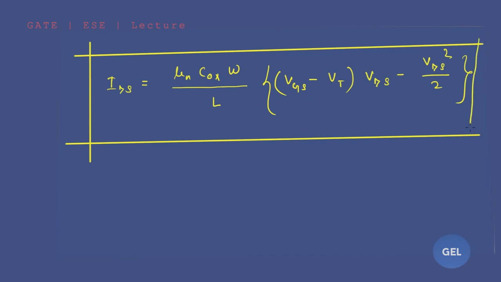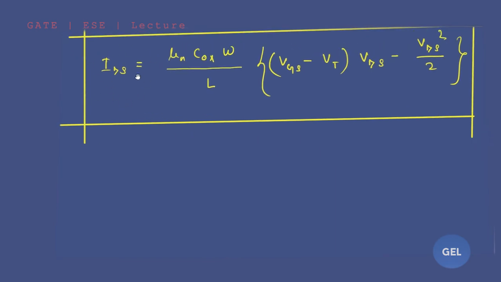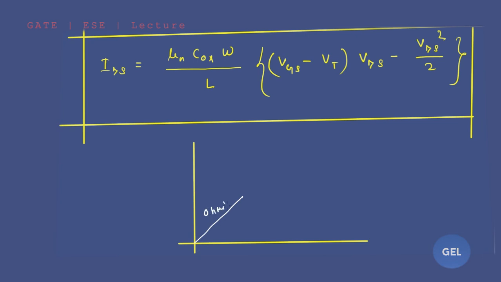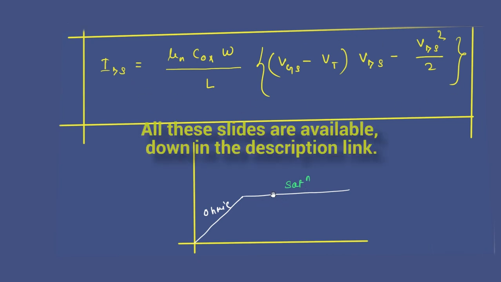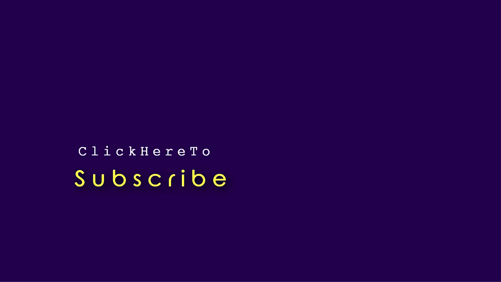Now in the next two video lectures, I'm going to discuss with you a very, very, very important point. What are those important points? How this IDS current is behaving in the ohmic region and in the saturation region, how this expression is changing, and what are the nodal points. Okay, please remember, it is extremely important from the GATE and engineering service exam point of view, and do watch these two video lectures for the ohmic and saturation region.